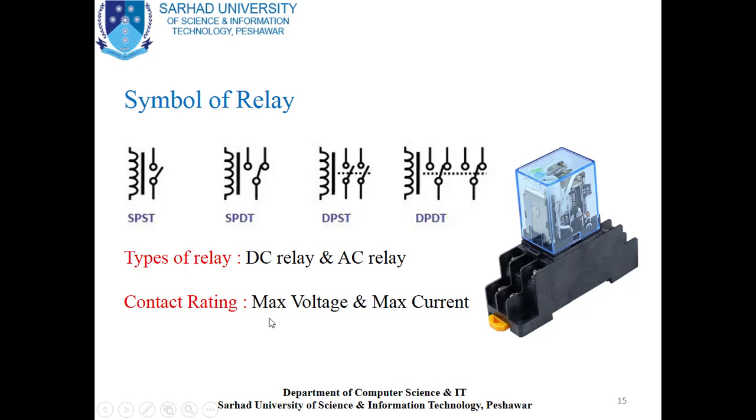Contact rating, maximum voltage and maximum current. So different relays have maximum voltage and maximum current. The maximum voltage and maximum current depend on the types, size and shapes of the electromagnetic relay. Switching to the next slide.